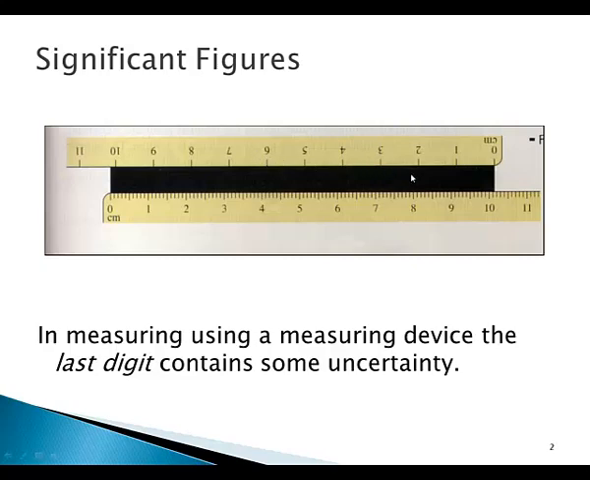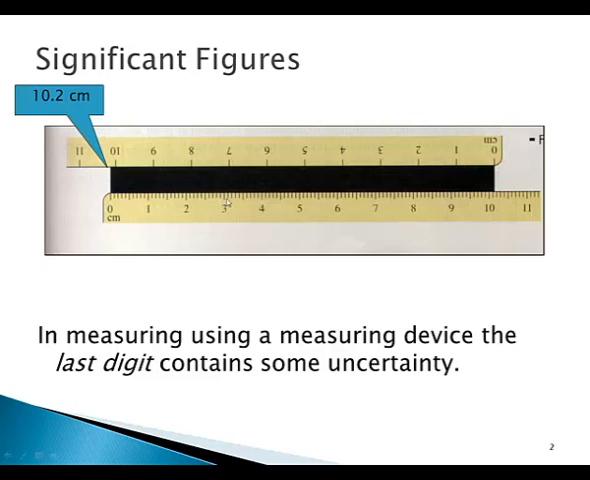So here, for measuring our black block, we can see for certain it's 10 centimeters. And then we can subdivide this region and say it's about 0.2 centimeters. Now, some people might say it's 10.3, some people might say it's 10.1. We're all correct. That last number has a little bit of uncertainty in it. So we'll call this, using the top measuring device, 10.2 centimeters.